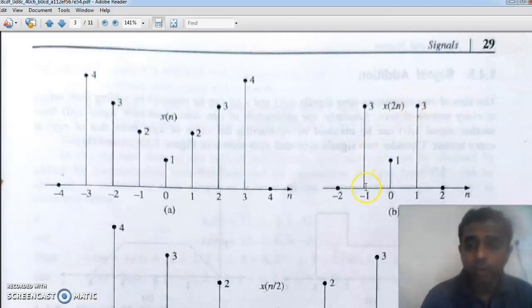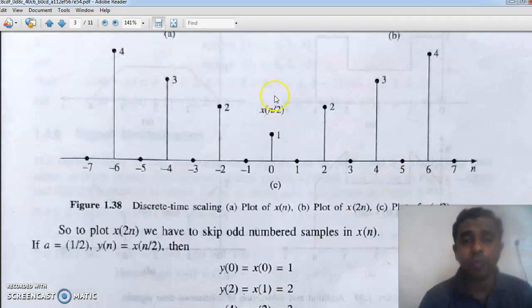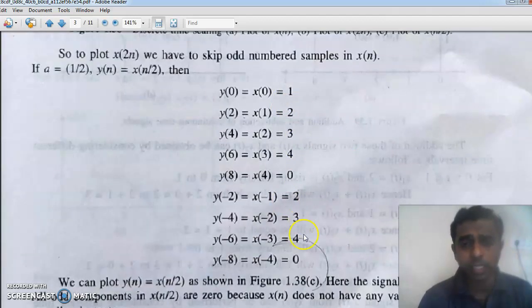Likewise, if I just want to find the value at n equal to minus 1, just substitute it here. That is x of minus 2. What is x of minus 2? X of minus 2 is 3 here. You can continue this way to the other points. Likewise, you can see what is happening for x of n by 2 also. So this is the thing which is happening. The explanation is clearly given here. Everything is here, just refer to that. Already I have given the explanation.